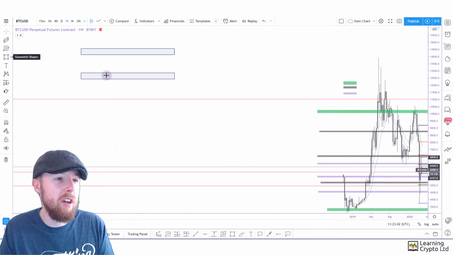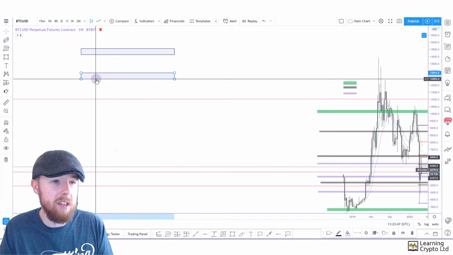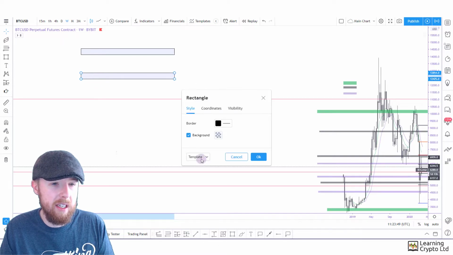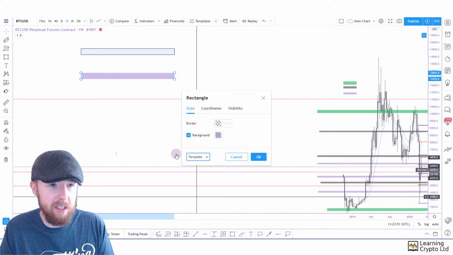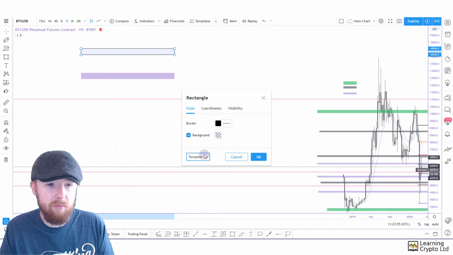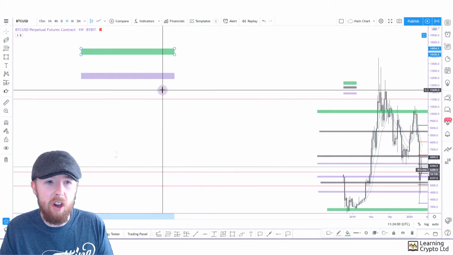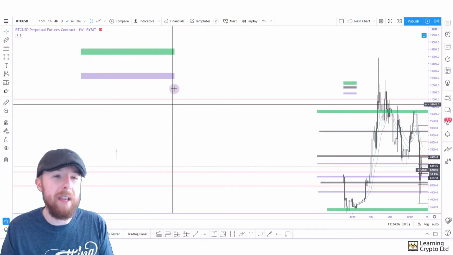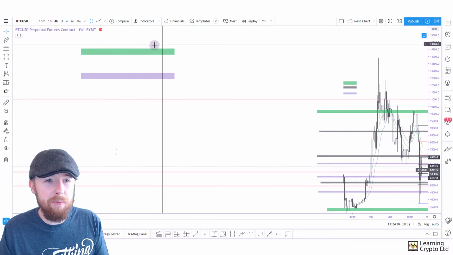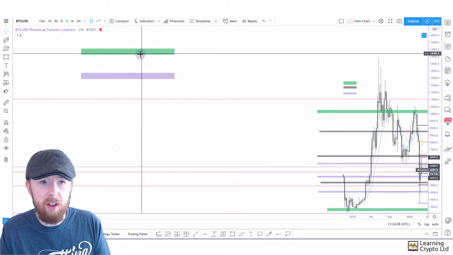So, let me just change the colours of these just to make it more obvious for you. Let's just put this as purple. Now each colour comes into context of different levels, right? Just ignore what the colours mean. This is a resistance, sorry, this is support. Imagine this as a house. This is your floor, this is your ceiling.